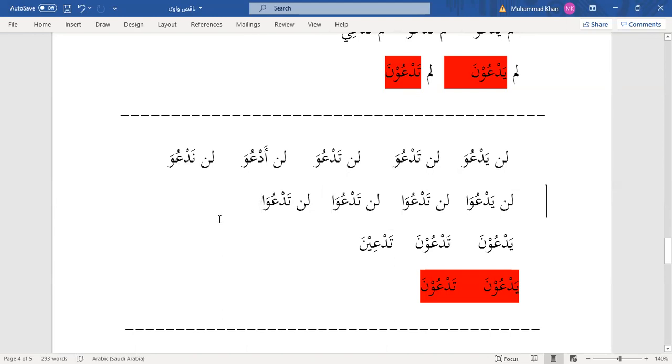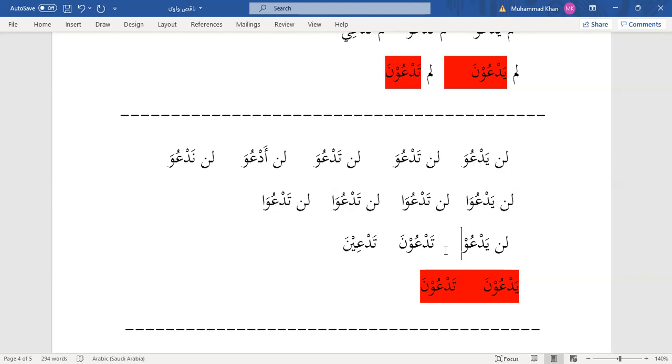So now I have promised myself that if I'm going to teach, I will teach in a way that at least one time I just show you how to do it. And after that, it's up to you how much effort you put. So here we have lan yad'uwa, lan tad'uwa, and then lan yad'una will be lan yad'u.